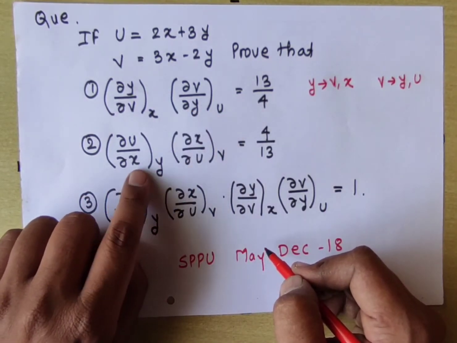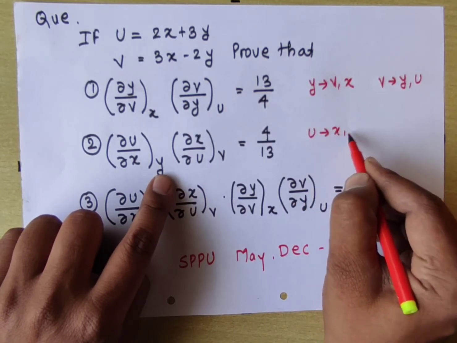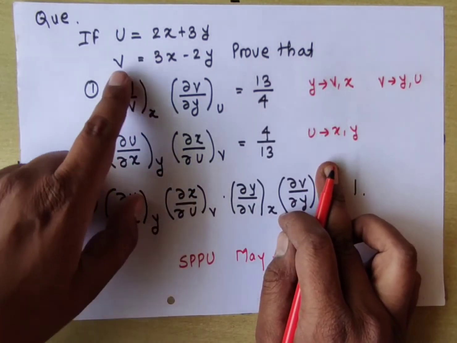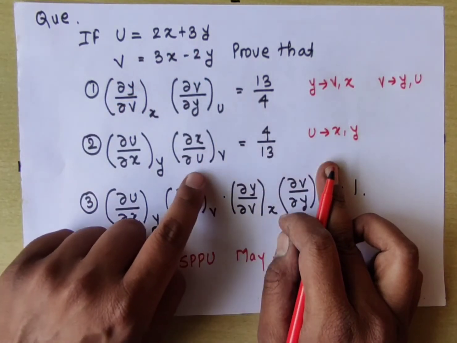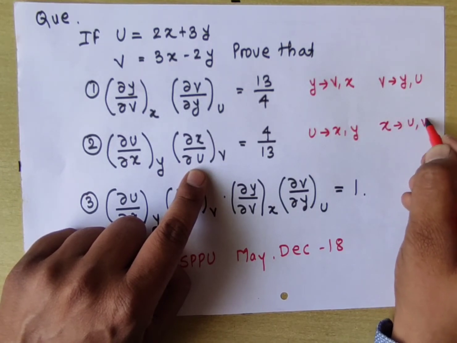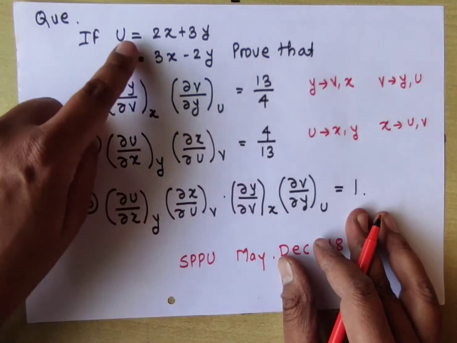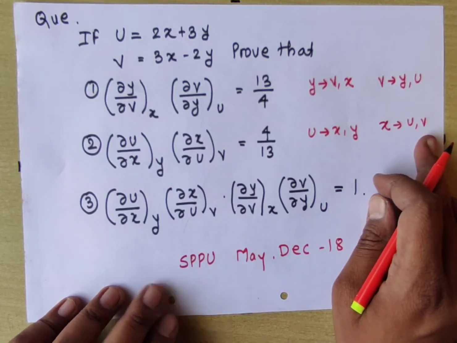∂u/∂x means we require u as a function of x comma y. So if you observe, u is already given in terms of x and y, so no need to find this relation. Again, we require x as a function of u and v. So what we require here, they have not given a direct relation between x in terms of u and v.